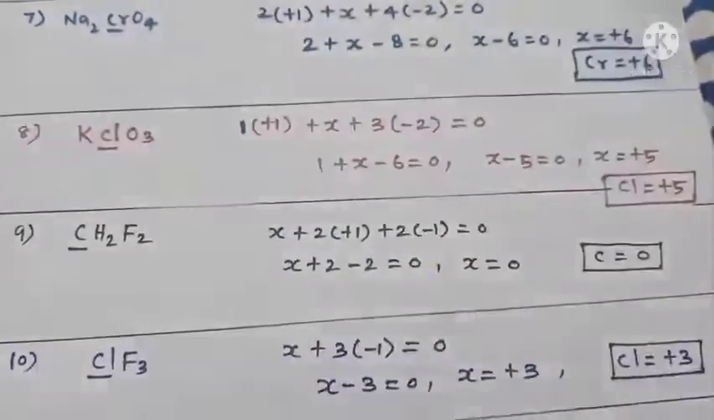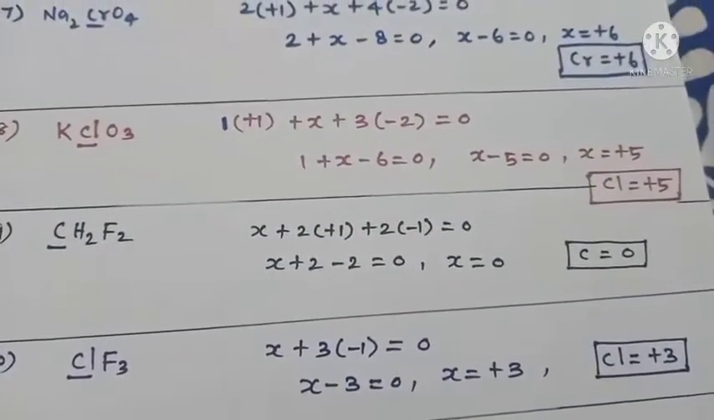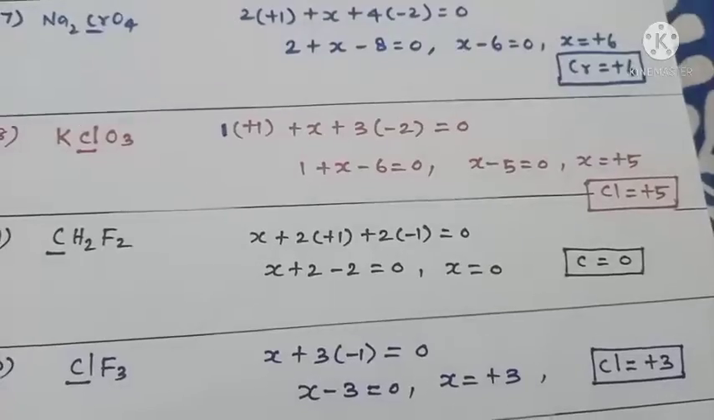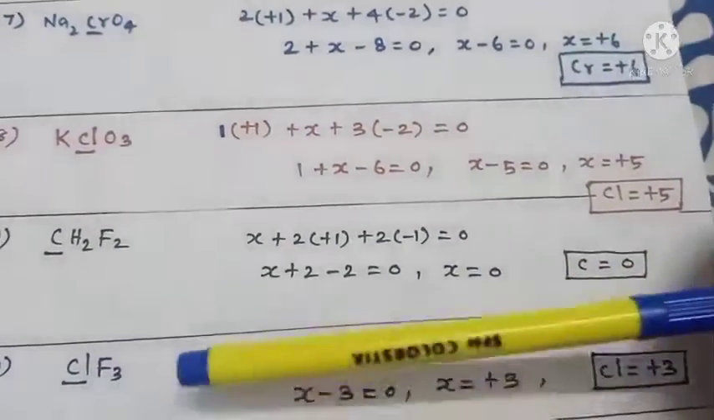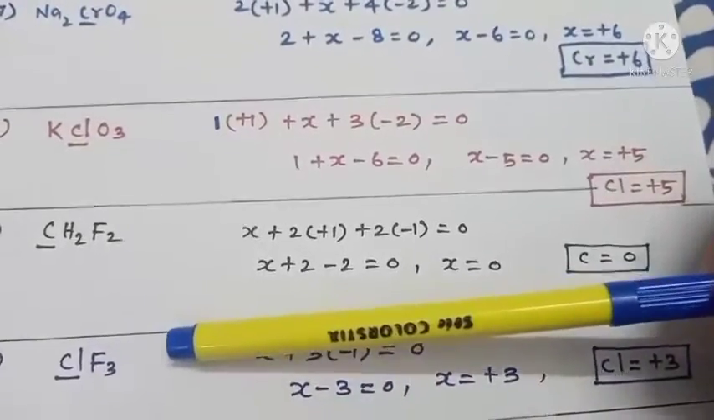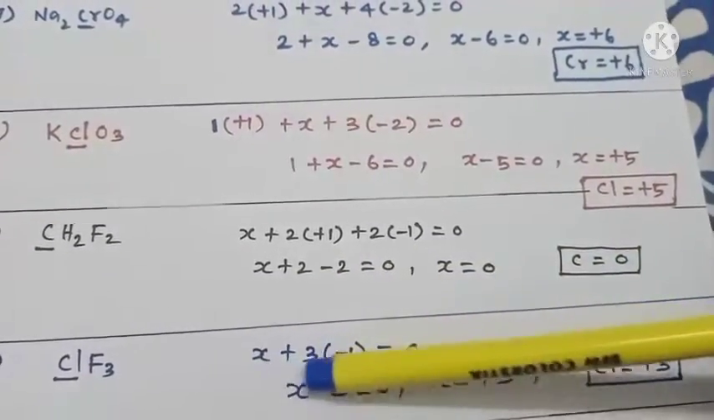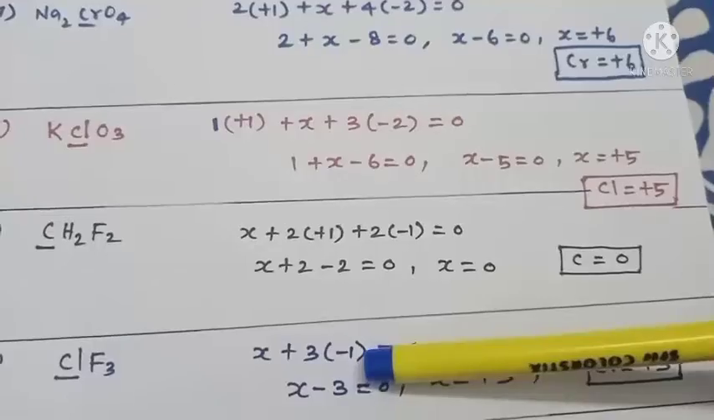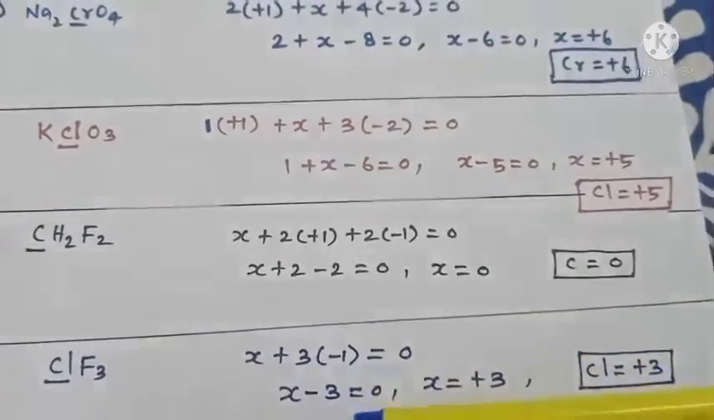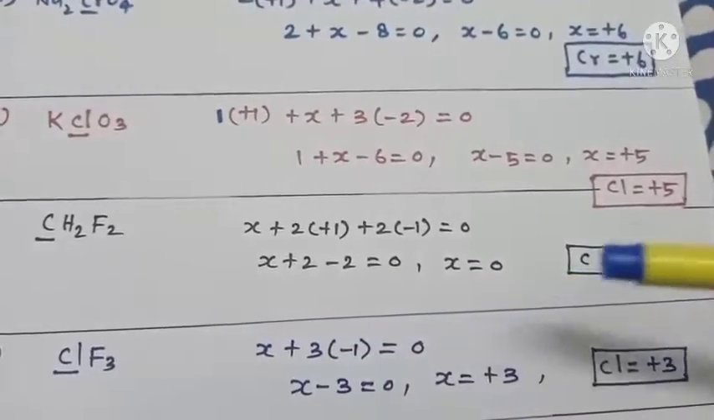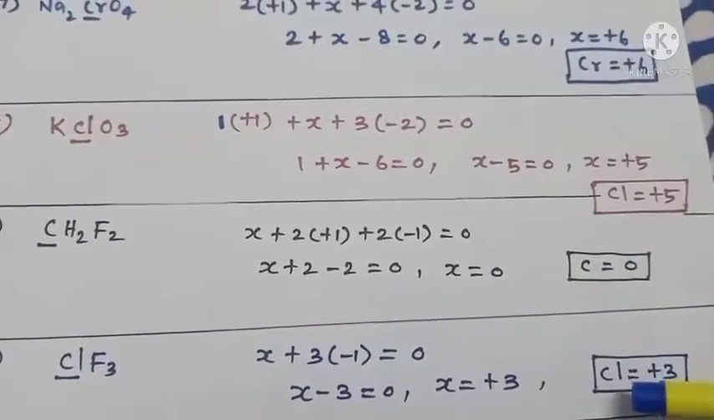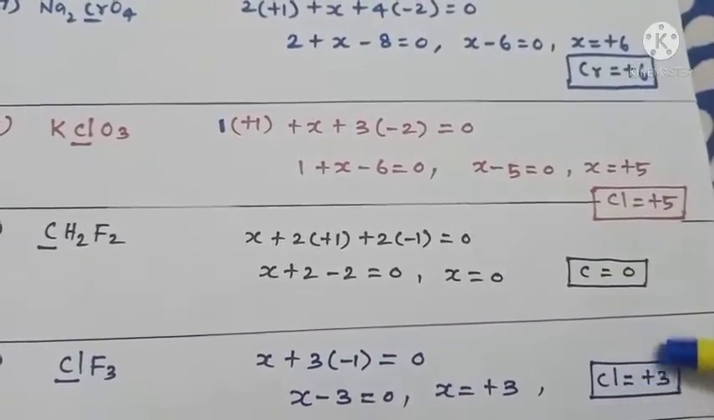The last example, ClF3, which is nothing but an interhalogen compound. Here we are going to calculate the oxidation number of chlorine. Let's have x, plus fluorine number 3 into oxidation number of fluorine minus 1, equal to 0, x minus 3 equal to 0. Therefore, x equal to plus 3. So in the interhalogen compound like ClF3, the oxidation number of chlorine is plus 3.